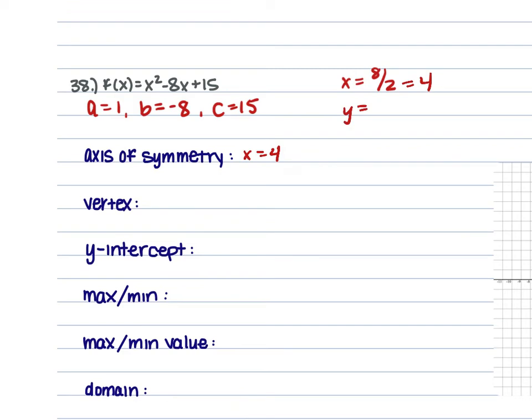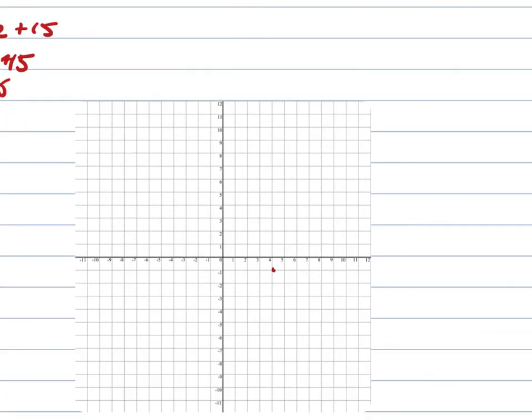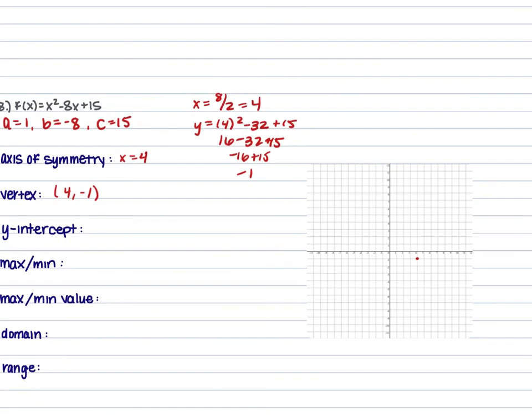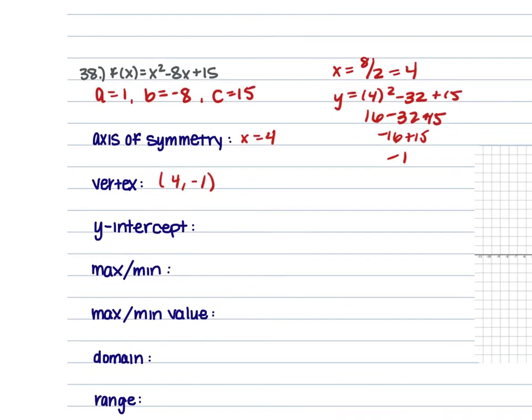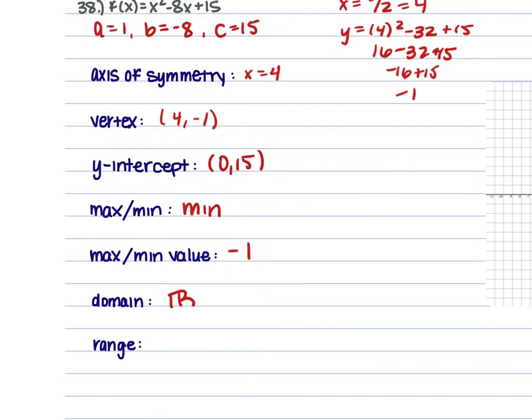For y is equal to 4 squared minus 8 times 4 plus 15, that's 16 minus 32 plus 15. So 16 minus 32 is negative 16, plus 15 is negative 1. So that's 4, negative 1. We have a y-intercept of 15, which does not fit on our coordinate plane. We have a minimum value at negative 1. Our domain is all real numbers, and our range is y is greater than or equal to negative 1.